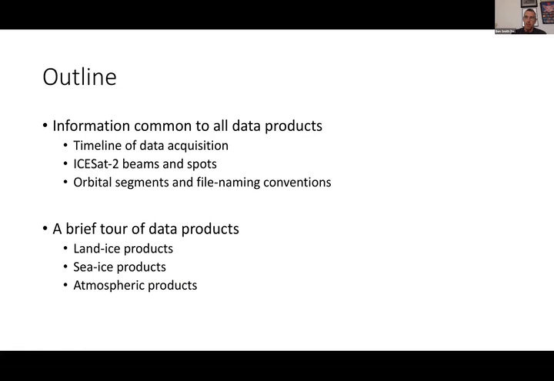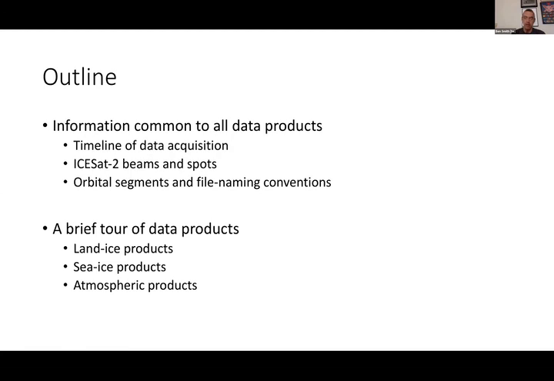But my main goal here was just to give you a quick look at everything that you might be interested in seeing in the world of products, and you can pick the ones, as we go forward, which are most relevant to the problem that you're addressing. Before I get there, I'm going to talk about some information that's common to all of the data products, including the timeline of data acquisition. I'll talk about the beams and spots and the orbital segments and how those combine to form file names, which is always a quick way of looking at the data product and figuring out where you're looking and what it's possibly showing you.